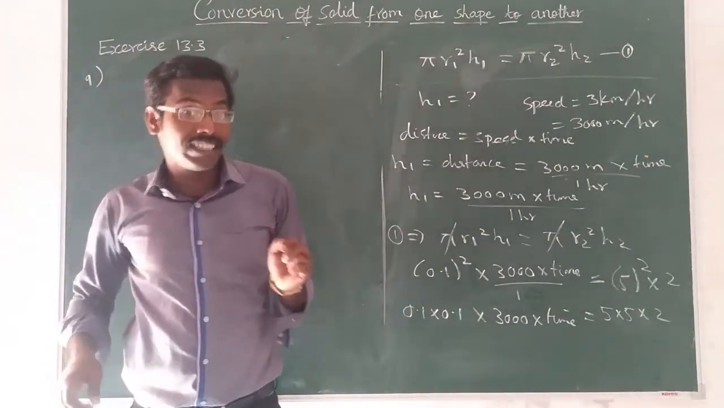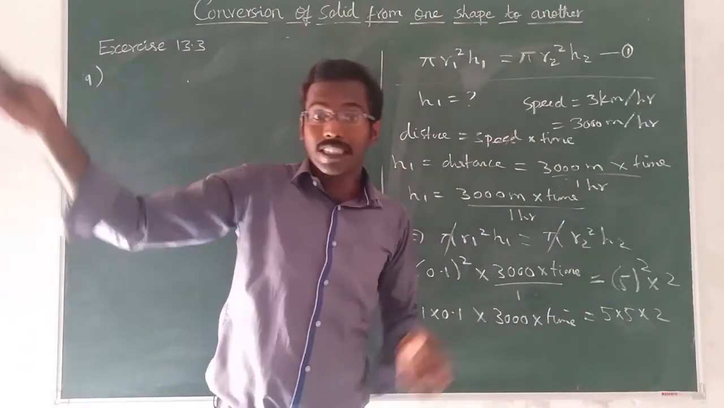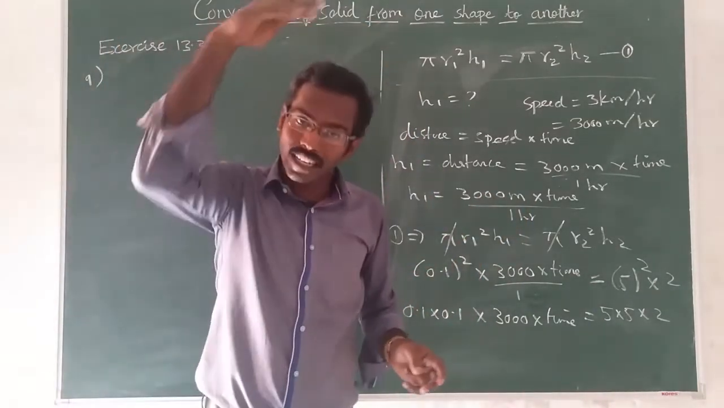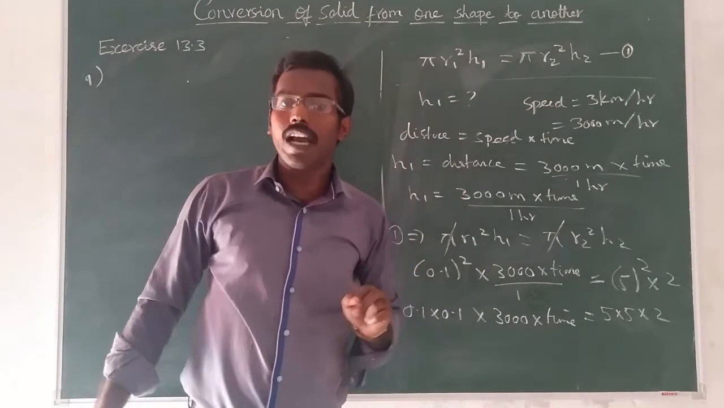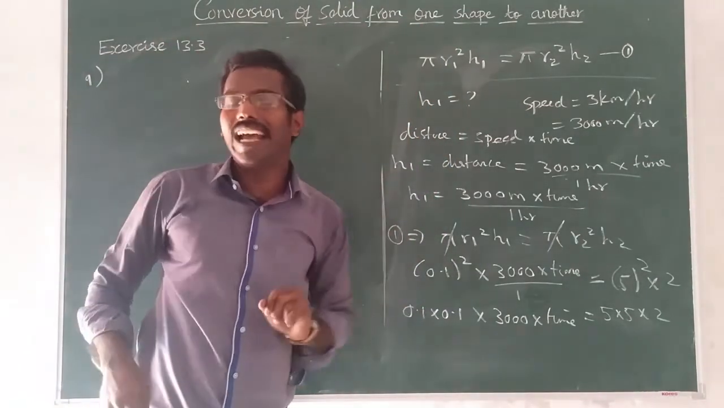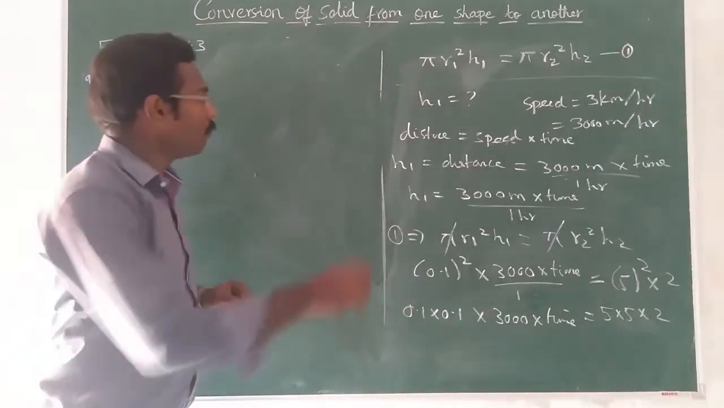Once you make the relation correctly, almost the sum is correct. Whenever this sum comes, whatever shape, cylinder, cone, first write the formula, volume of cylinder or cone. Then write the relation, then apply the values. Write the given data, everything. You can easily get some marks.